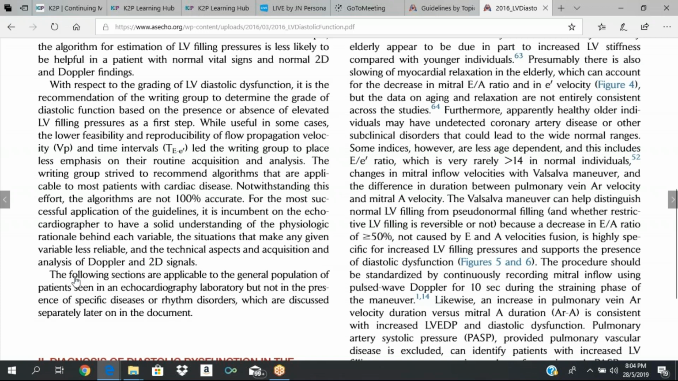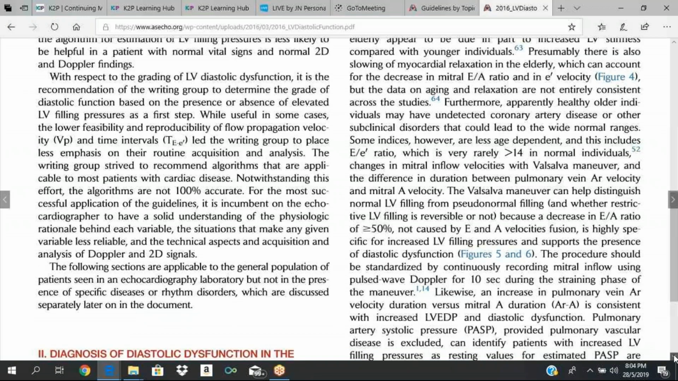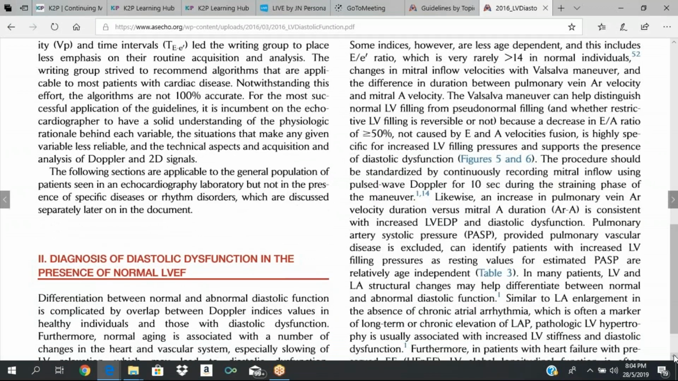It's important. The following sections are applicable to the general population of patients seen in an echo lab, but not in the presence of specific diseases or rhythm disorders, which are discussed separately. So the grading system that we're going to give you is for a general patient, but in certain disease conditions, it may not be applicable. I will tell you which one, the conditions that fall outside of this general rule.